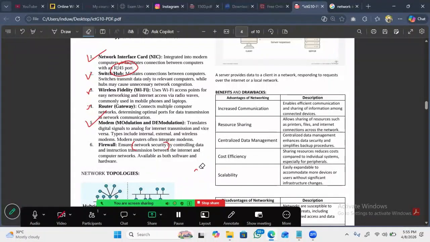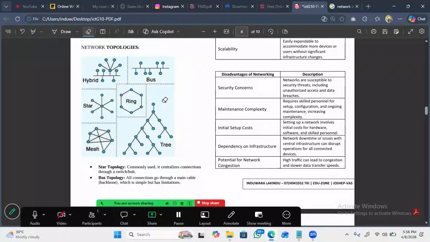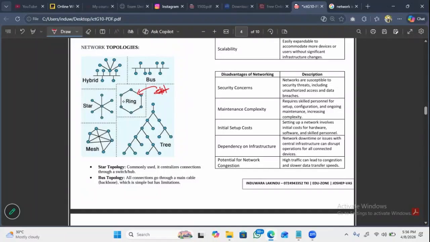So those are devices. Now let's come to topologies. When you are coming to topologies, you should know the key terms. Key terms means, look here, clockwise or anti-clockwise. These are the key terms. Clockwise data flow or anti-clockwise data flow.